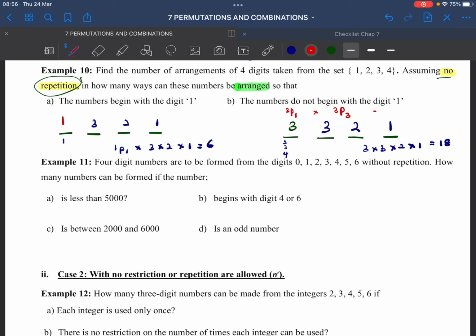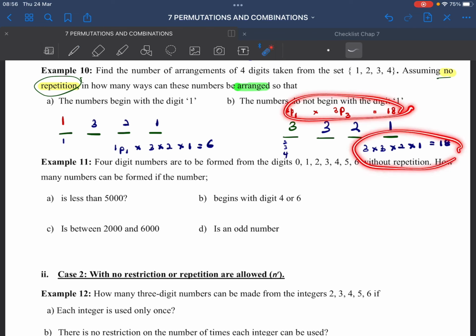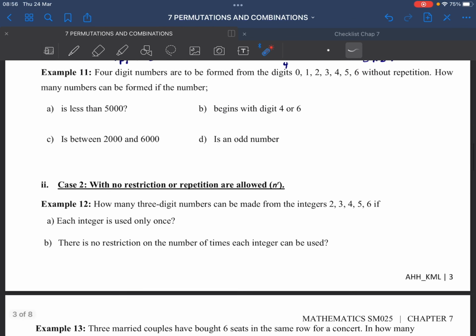Okay, the same thing, you are going to get 18 as well. Okay, ada dua cara lah untuk kamu tulis. Okay, tulis secara macam ini ataupun secara macam ini. Okay, so let's see. Last example.